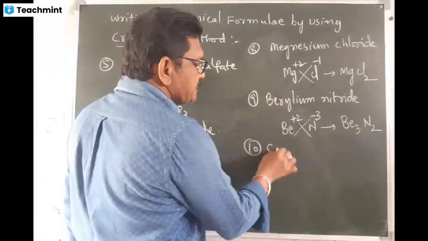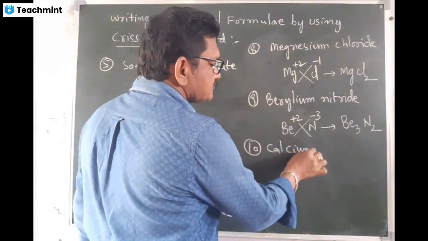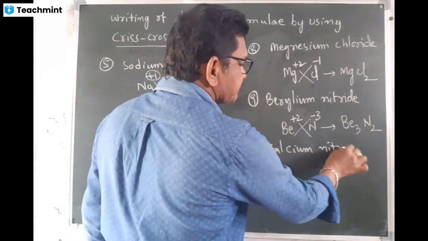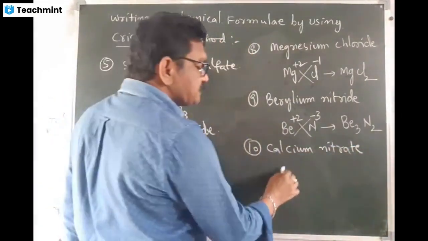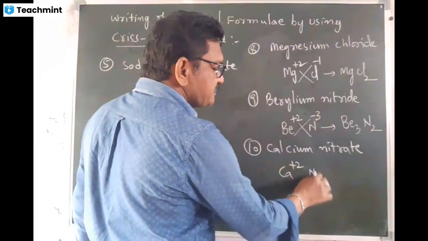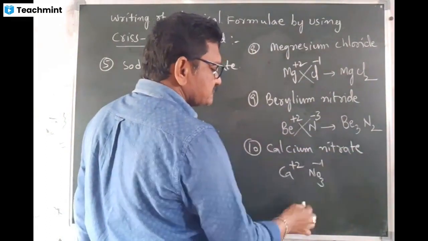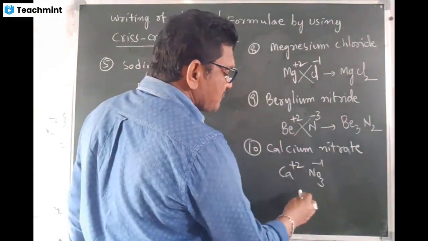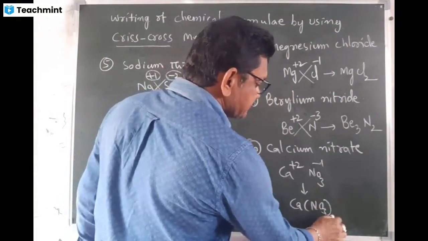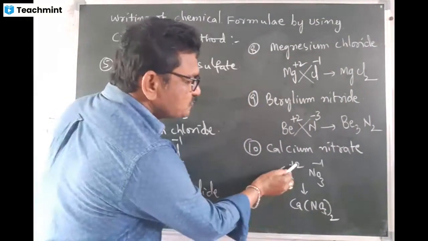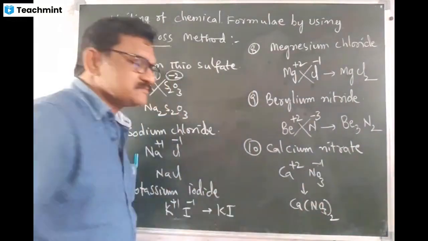Okay, then calcium nitrate. We want to write the calcium nitrate formula. Calcium means +2, nitrate means NO3 -1. So what does the formula become? The formula is Ca(NO3)2, NO3 taken twice. That means this 2 is put here, 1 is put here.